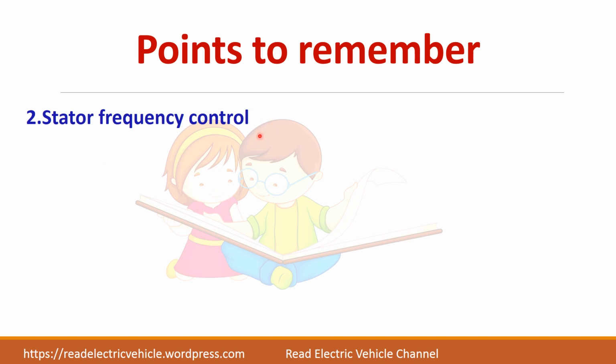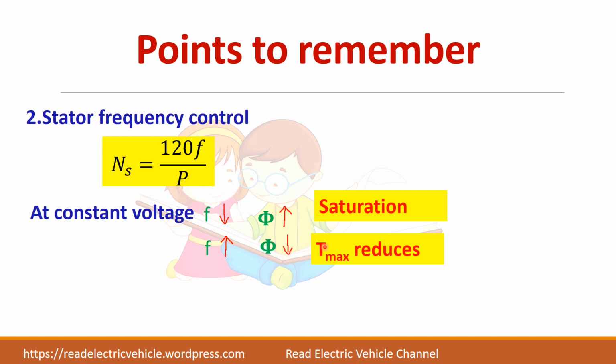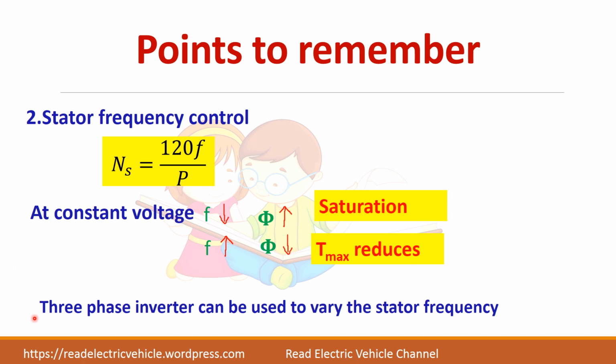In stator frequency control, ns, the synchronous speed, is equal to 120 f by p. So by varying the frequency, you can vary the speed of the induction motor. At constant voltage, if the frequency decreases, the flux will increase, but this leads to magnetic saturation. But if we increase the frequency, the flux will decrease, and if flux decreases, the torque will decrease. So a three-phase inverter can be used to vary the stator frequency.